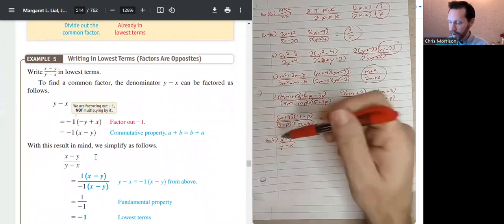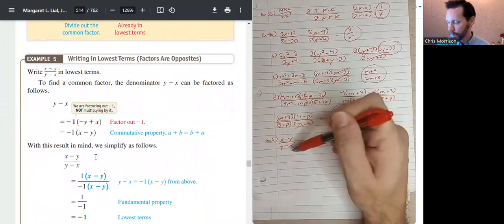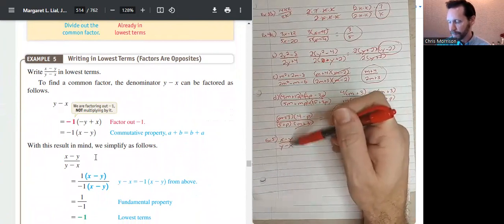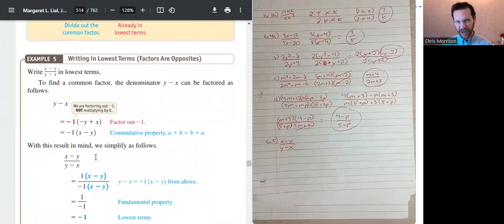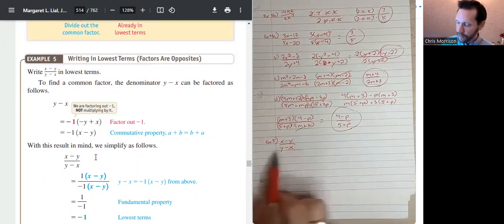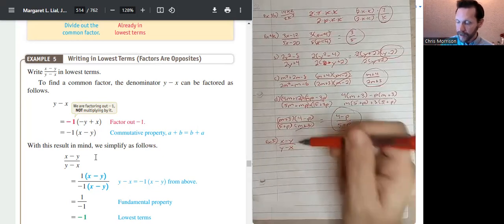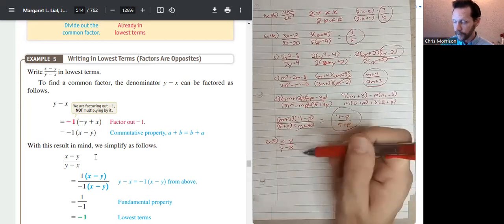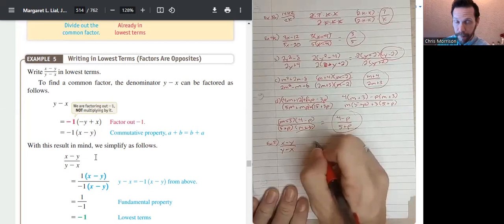If I were to rewrite this bottom one, it would be negative x plus y. So you can see the two are just opposite of each other. So when you do that, they're just going to equal -1, but let me prove to you it's going to be -1. So I'm just going to factor out the -1 out of the bottom. I could factor out the -1 out of the top if I wanted, it doesn't matter which one.